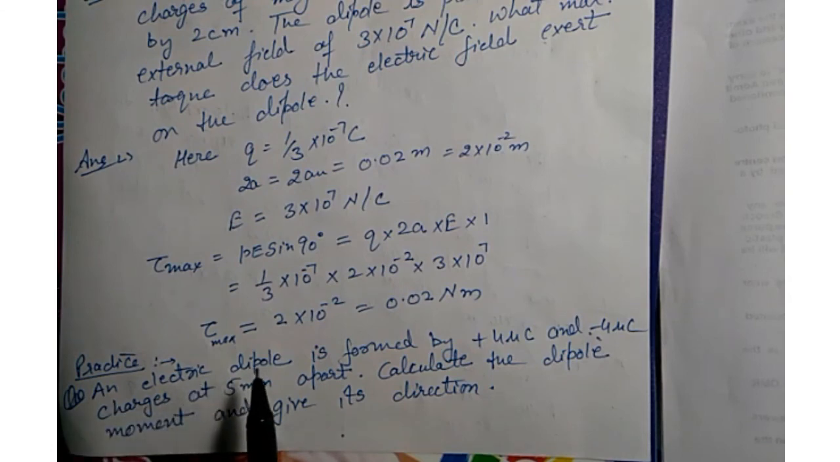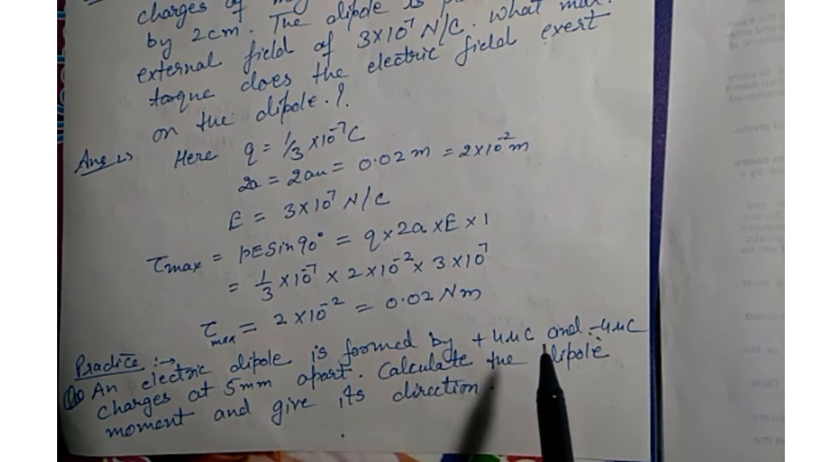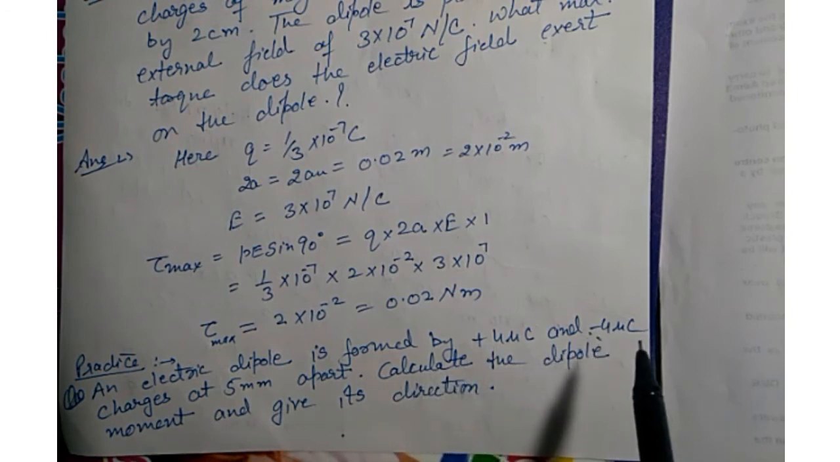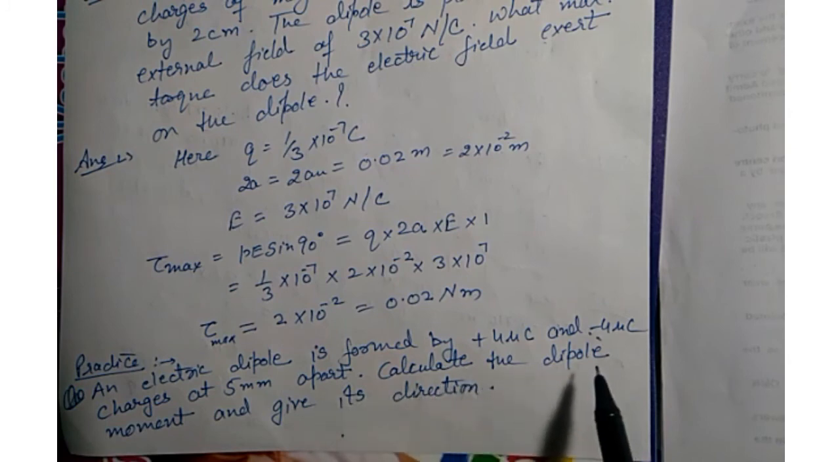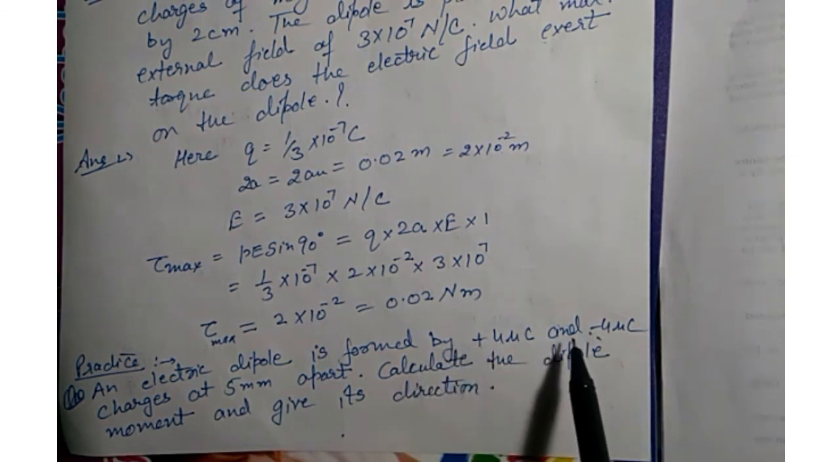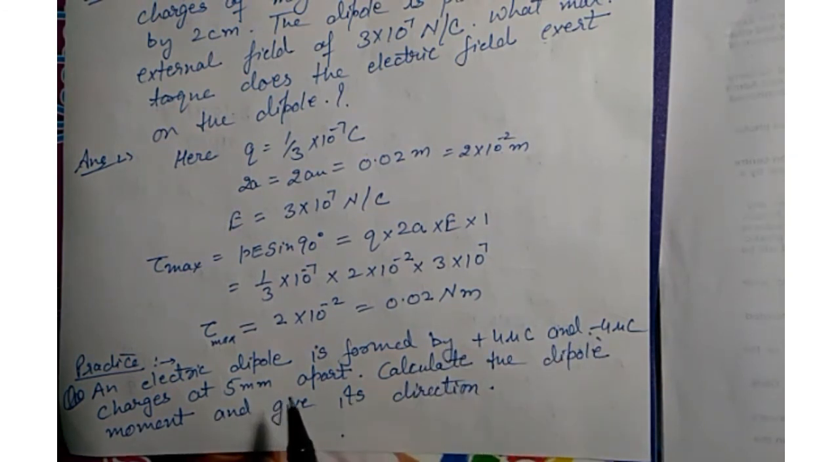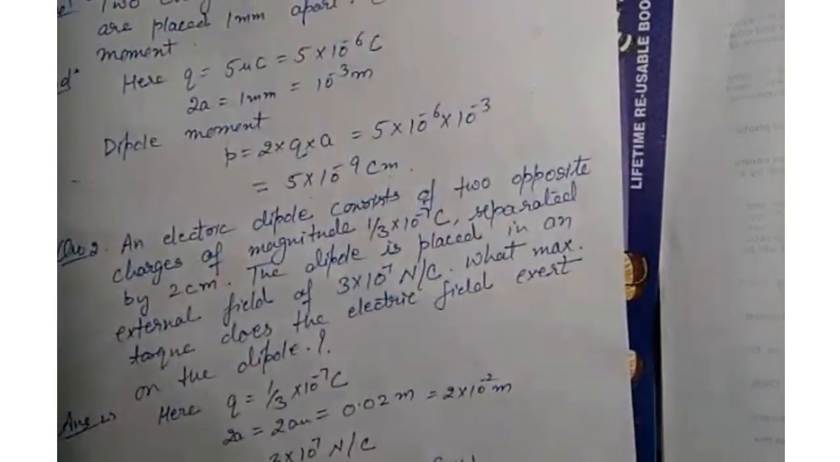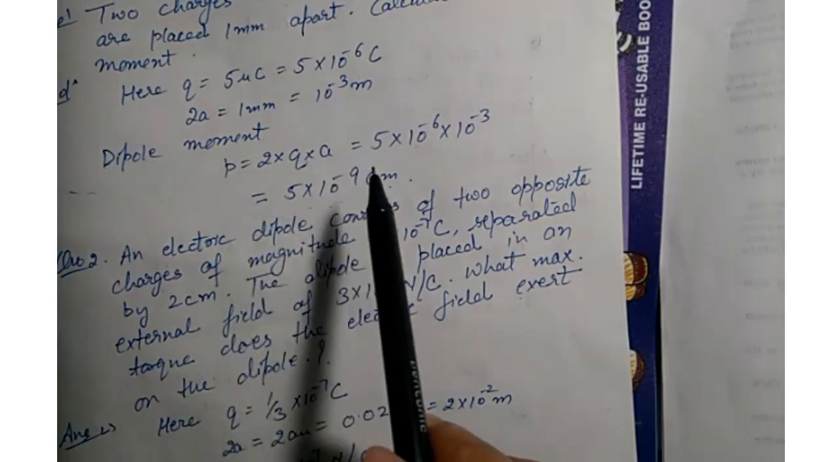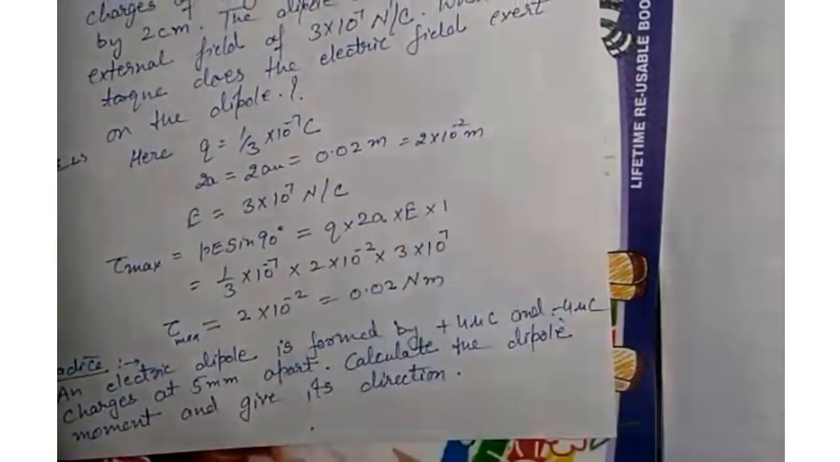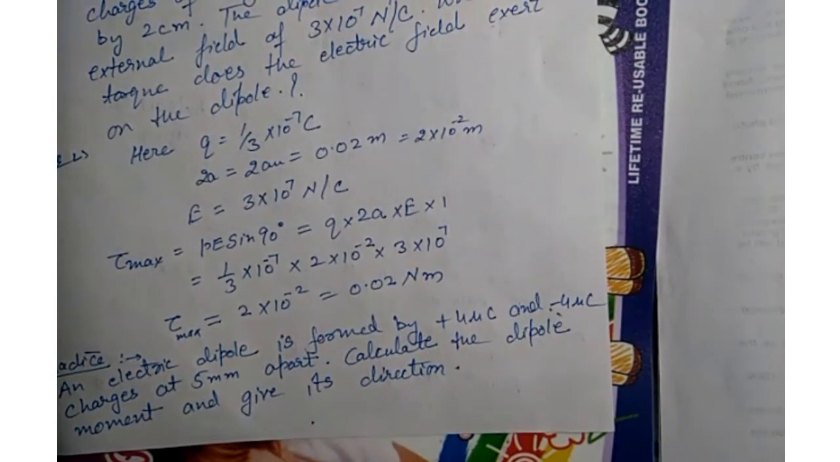Students, here is one numerical problem for your practice. An electric dipole is formed by charges plus 4 microcoulomb and minus 4 microcoulomb at 5 millimeter apart distance. Calculate the dipole moment and give its direction. So the charges are given, and the distance is given. Apply the formula for dipole moment, that is P equals Q into 2A. Substituting the values, you will get the result for this numerical problem.